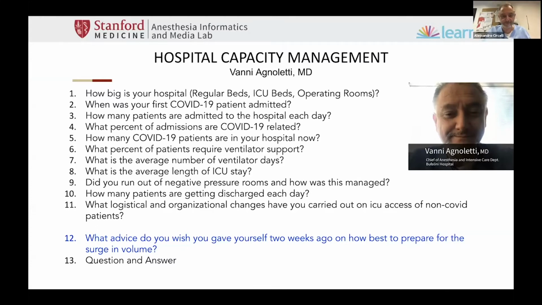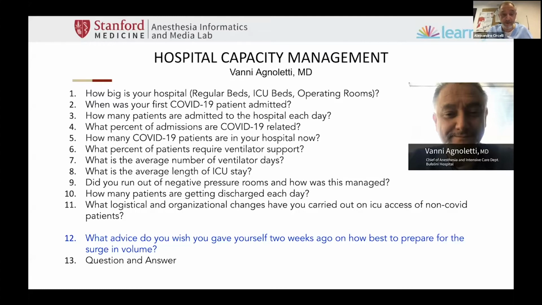Thank you, Bassam. So we work in a hospital that has 450 beds. Our ICU beds are 17, and we have 18 operating rooms. We started with COVID, this war, on the 2nd of March, and we are in the middle. We are not in the front line, but we are close to the front.